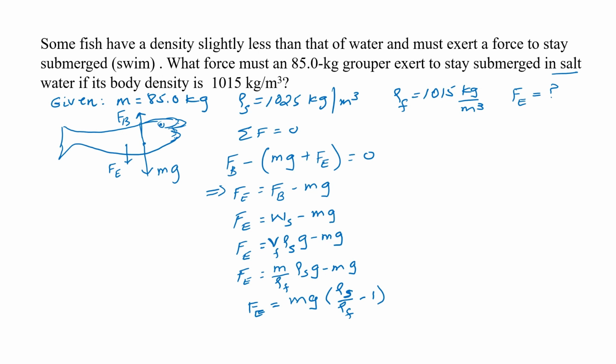Okay, let's plug in the numbers. Mass is given, 85 kilograms, times the gravitational acceleration, which is 9.80 meters per second squared, times rho sub s, which is 1025 kilograms per meter cubed, over the density of the fish, which is 1015 kilograms per meter cubed, minus 1. That force is equal to 8.21 Newtons.